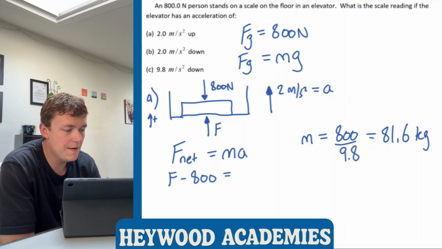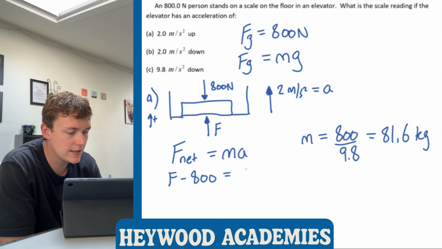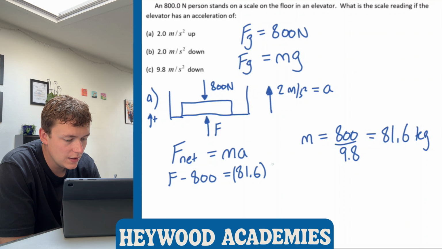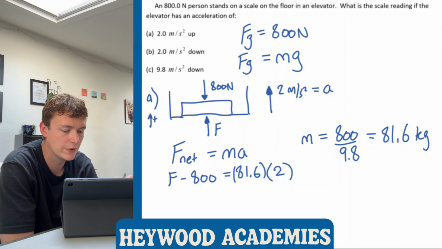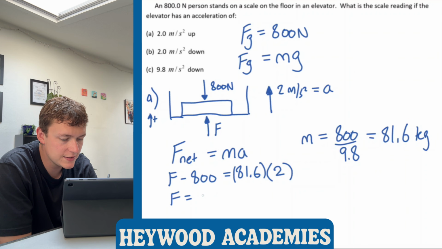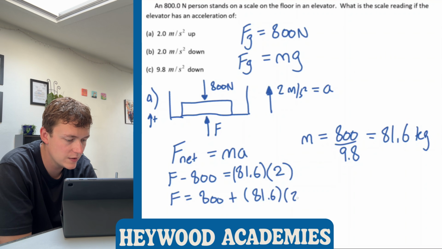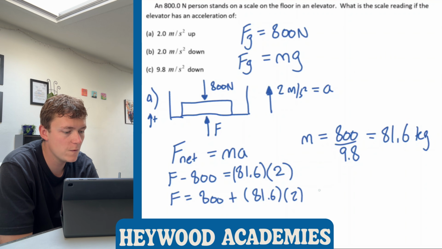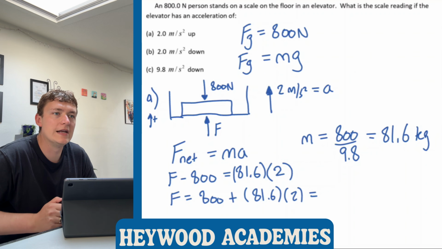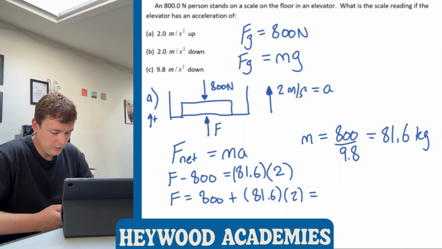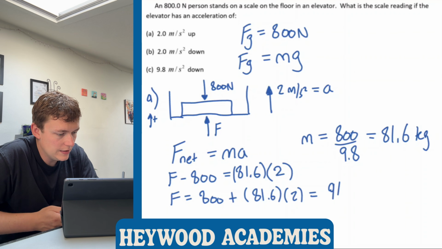Then the mass, we know that is 81.6. And then the acceleration, it says the acceleration is also going up, so that would be positive 2 that we can plug in there. And then with this, we can bring that 800 over to the other side as a positive number. Now we have everything that we need to plug in and solve for what that force is. So this unknown force, this is what the scale is going to be reading. So it would be 800 plus 81.6 times 2, which is 963.2 newtons.